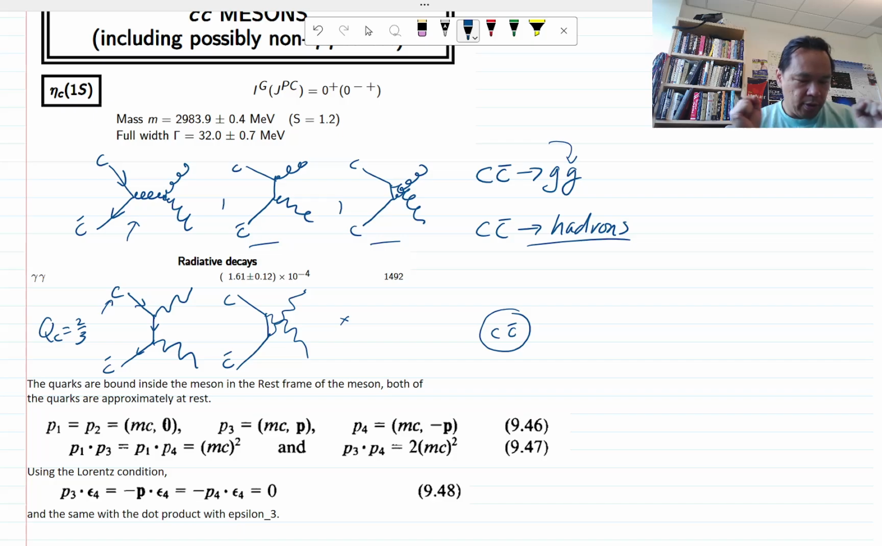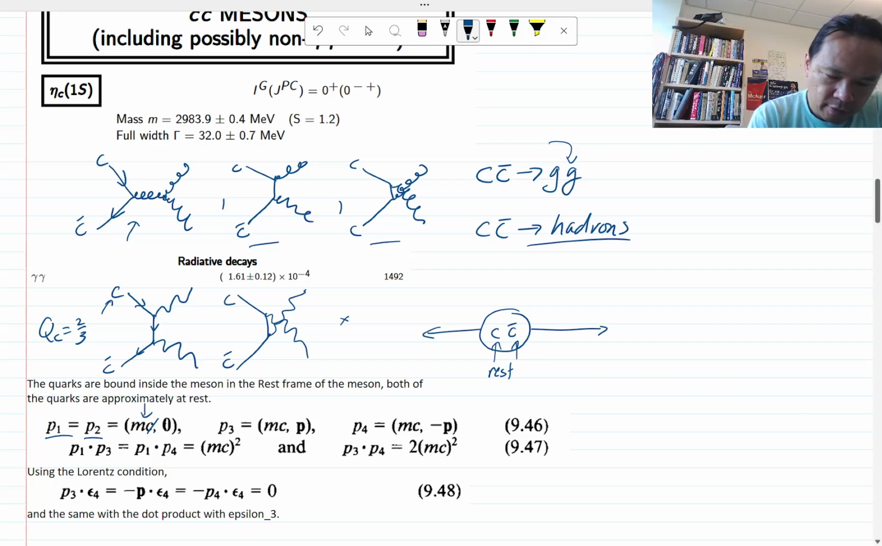So what we can do is go to the rest frame of the charmonium. We can think about both of these as at rest relative to each other, and therefore P1 and P2 is just MC. Well, we don't have to deal with the C. We can just set that to 1. And what happens is that this thing will decay into 2 different gluons. You have 2 gluons coming out. And what we're going to do is set this along the Z direction just to make things simple because they're rotationally symmetric anyway.